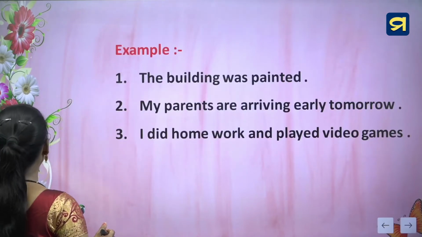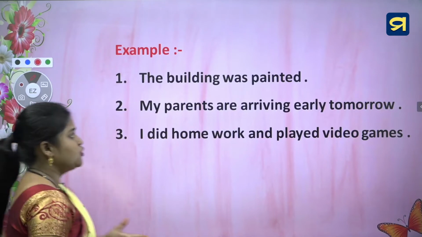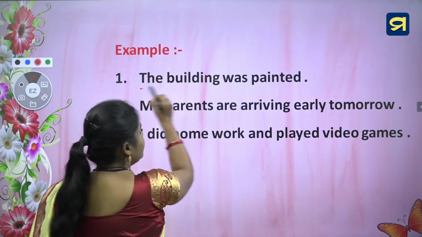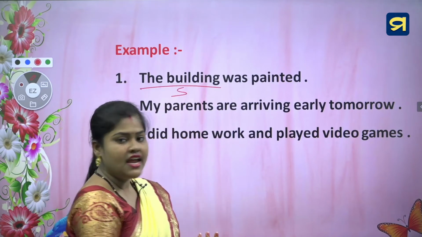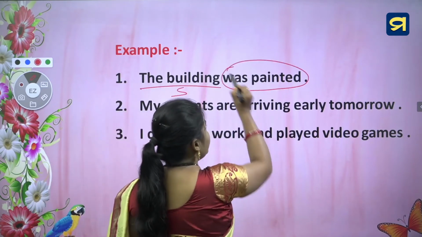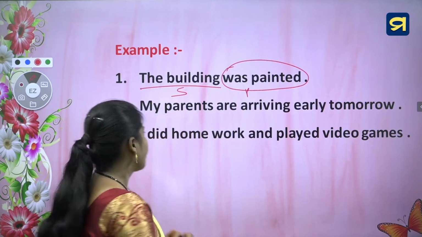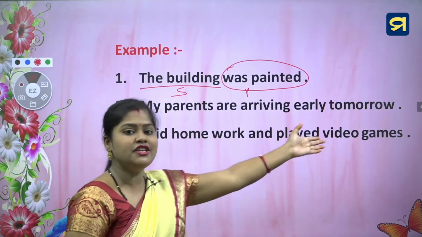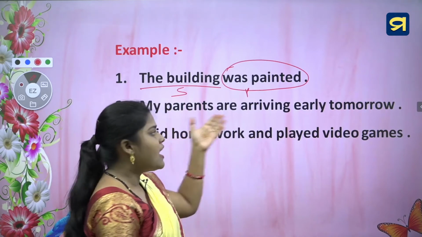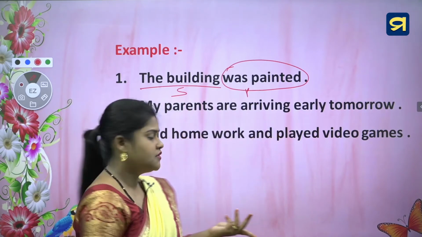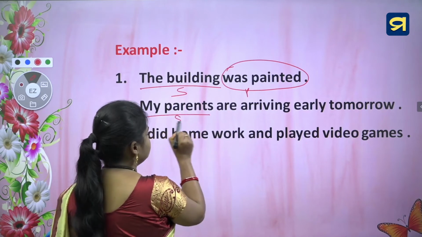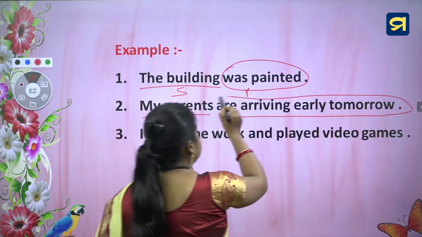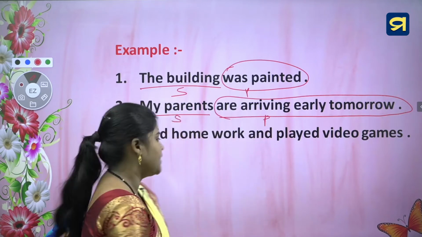The building was painted. So what was painted? Obviously we get the answer: the building. So the building is the subject and the rest part is called predicate. Okay. Then, my parents are arriving early tomorrow. Who are arriving early tomorrow? My parents. So this is the subject and the rest part is called the predicate. Okay.